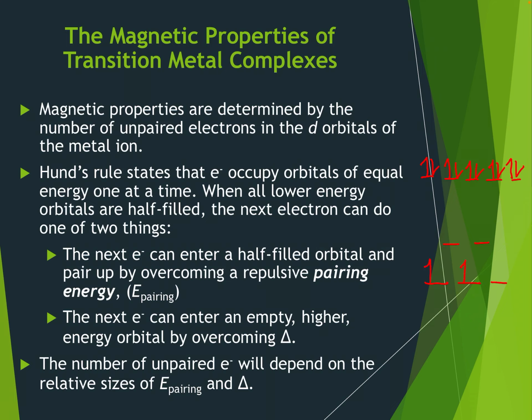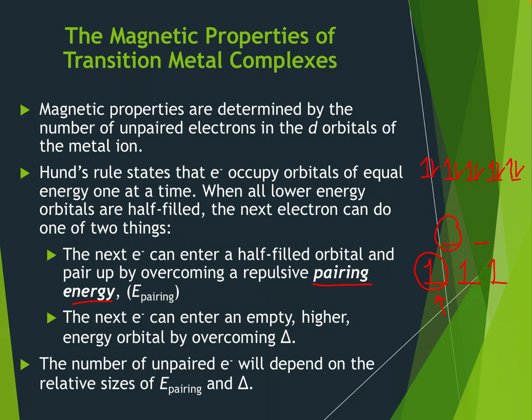So when all 3 of these are filled, now what, right? The next electron can do one of 2 things. It can either jump up here and go into this orbital, or it can go into this orbital, right? And so it's going to depend on which case will take more energy. Does it take more energy to pair up with this electron? Because remember, electrons are both negative, and so they repel. We call it pairing energy, this repulsive pairing energy.